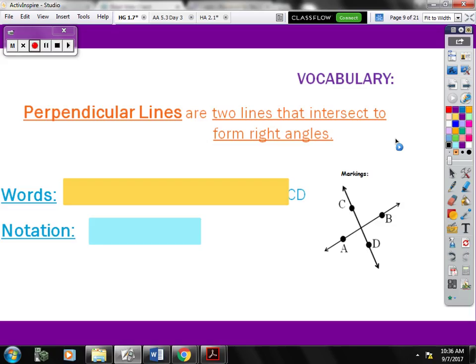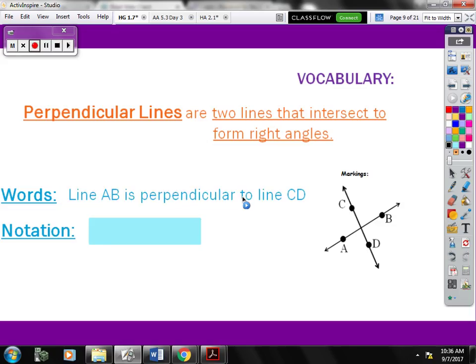Now, I have the words part written out. If you don't want to write it, you're not required to. The words would be how we'll read the notation. A lot of you might just want to write the notation, but it's up to you. So the words would be line AB is perpendicular to line CD. The notation is what you're going to see, but the words are how you would read that out loud. Line AB is perpendicular to line CD.